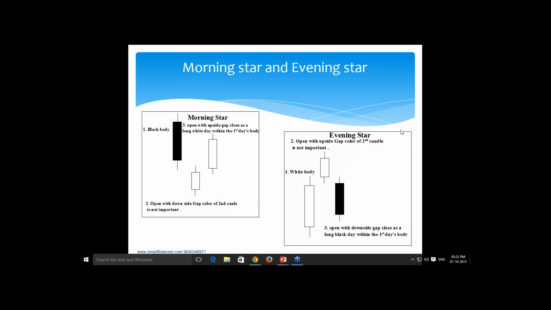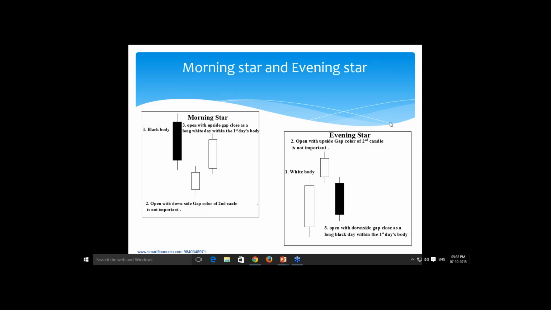In a similar way the evening star pattern is also there. The morning star pattern is a bearish trend reversal pattern, meaning from bearish you can move to bullish. Evening star, from bullish you can come to bearish. So this is also a trend reversal pattern. This is how you should learn these patterns.